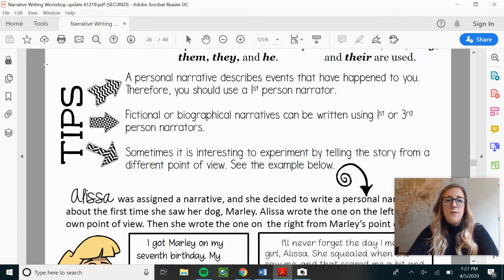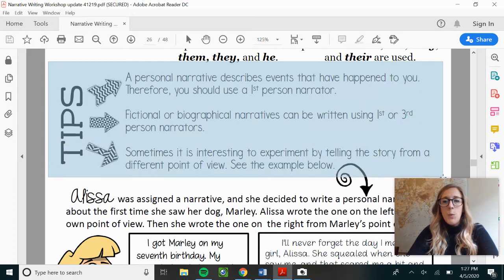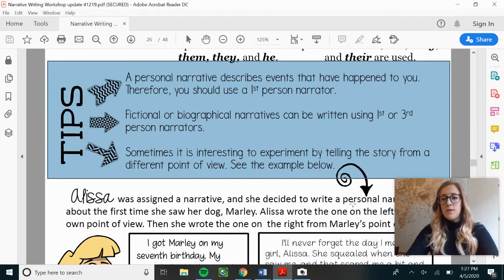Some important tips for us to consider, because point of view is one of the most critical parts of being a strong writer and of writing narratives. Our first tip, a personal narrative describes the events that have happened to you. Therefore, you should use first person. So we're going to be writing stories that happen to us. So we're going to use first person, which means we're going to use I, me, we, and my.